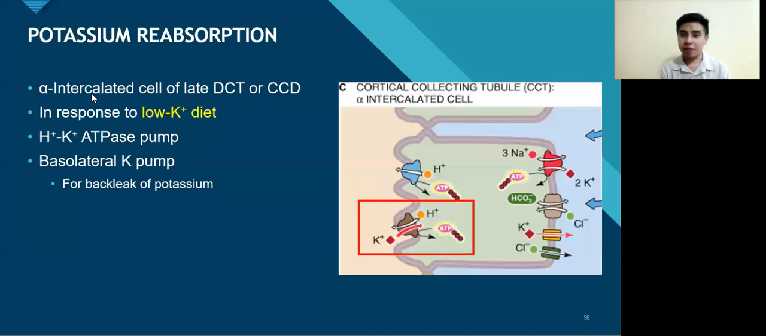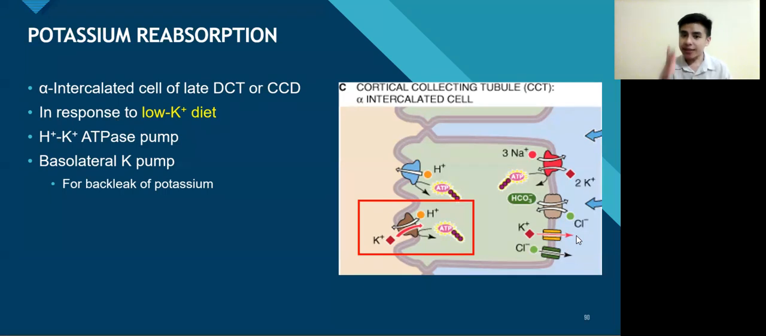Now, for reabsorption, I've told you, it happens in the type A or alpha intercalated cell. And it is only enhanced whenever there's a low potassium diet. And how do you reabsorb potassium? Through the hydrogen potassium ATPase pump, the same pump as in the parietal cells. This pump will cause hydrogen to go out. It can't be without a replacement; there must be a positive cation in exchange, and that is potassium. And then eventually, potassium will be reabsorbed here.